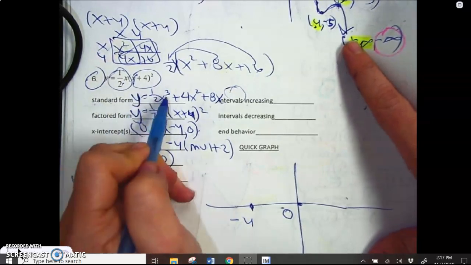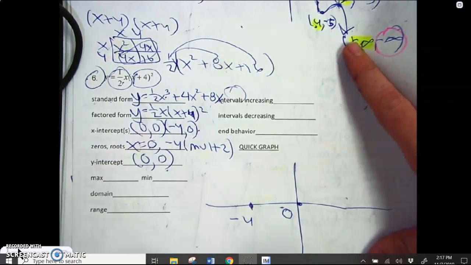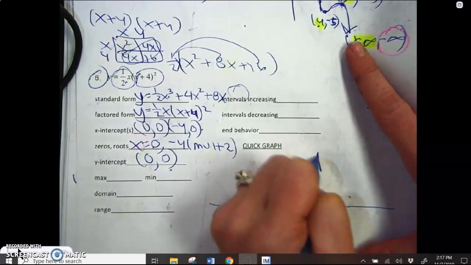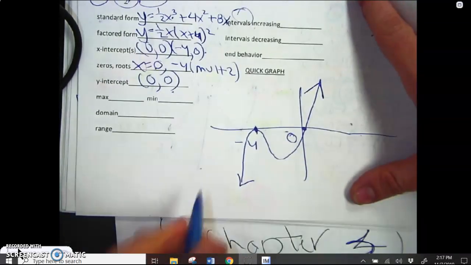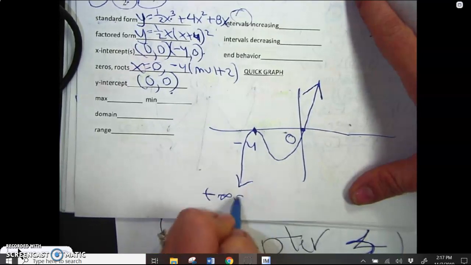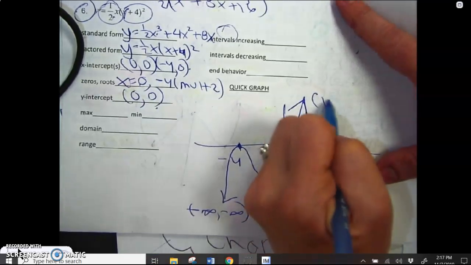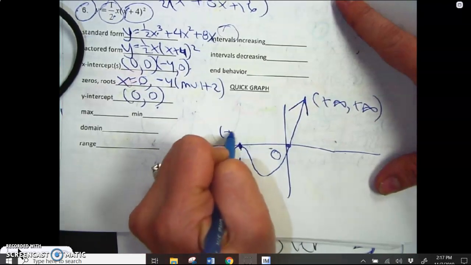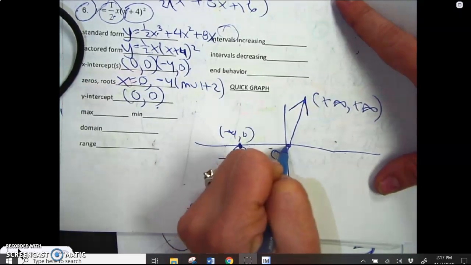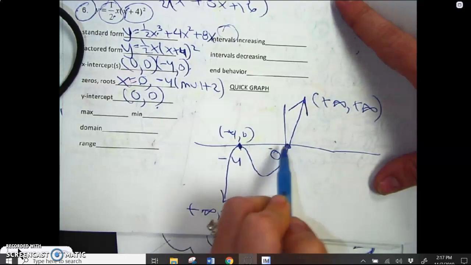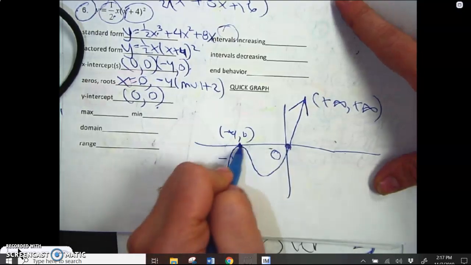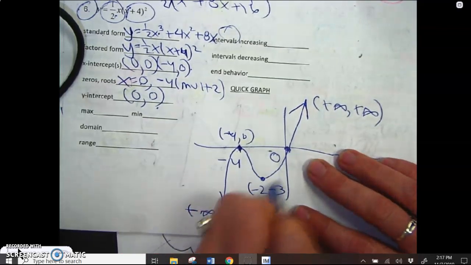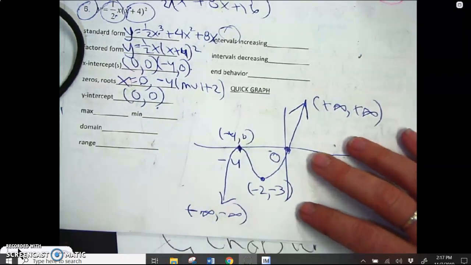Okay, it's x to the third power, which means it starts from the bottom, but at the -4, I get a bounce. Let's fill it in. Negative infinity, it's going down. Positive infinity, it's also going up. This is the point (-4, 0). This point has no meaning to me because it's the vertices that matter. It's the vertices. So I'll say (-2, -3), and then I should be good.